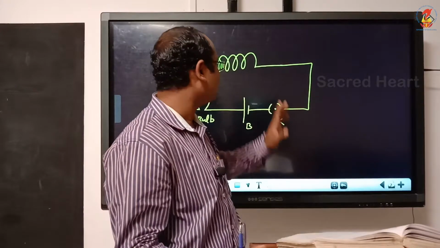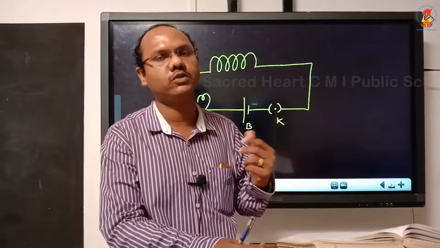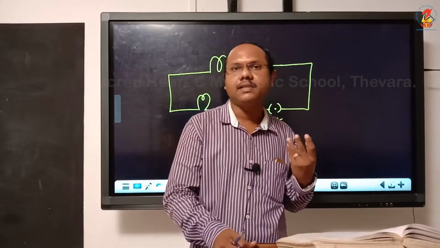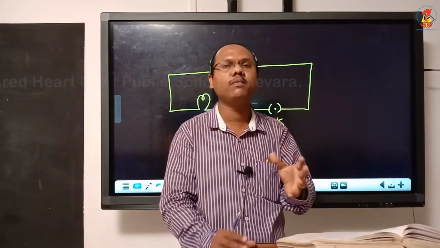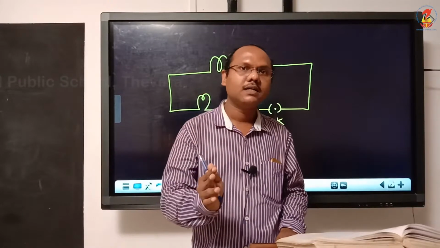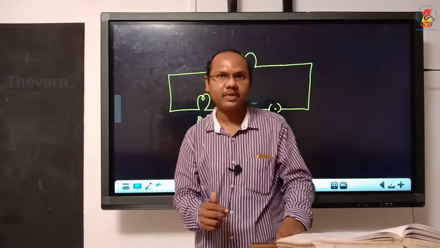When the key is closed, what will happen to the bulb? Normally you say bulb glows. So in the usual sense, when solenoid is not connected, bulb glows to full brightness all of a sudden. But here a solenoid is connected. Then what will happen? Let us see.